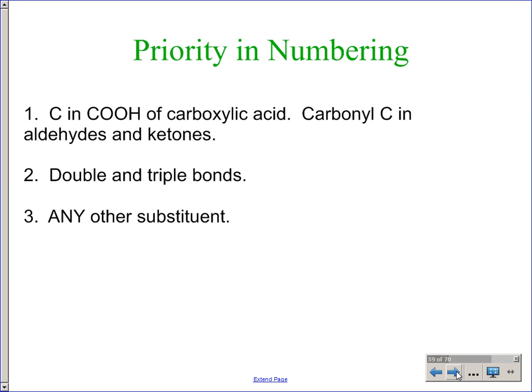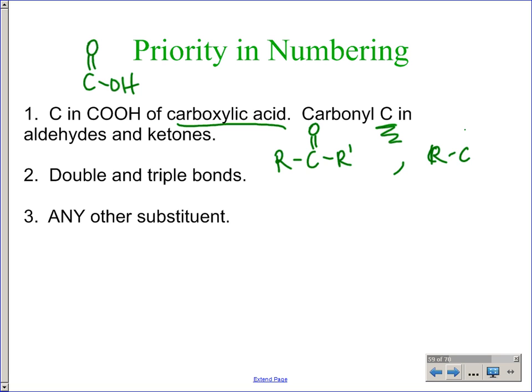So when we do our prioritizing the numbering of the carbon chain, we do have to always recognize the carboxylic acid carbon, which is the C double bond O with the OH on the end. Then the carbonyl C in aldehydes and ketones. So in the ketone, we're going to prioritize and make it just the lowest we can. In the aldehyde, where it's terminal, it'll be carbon number 1.